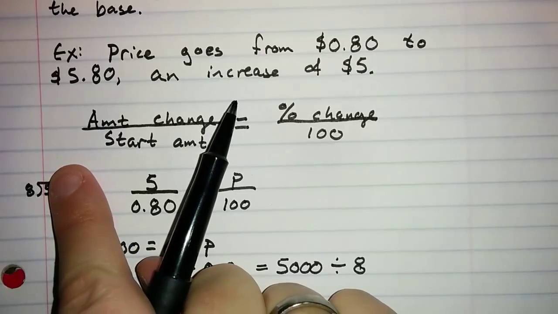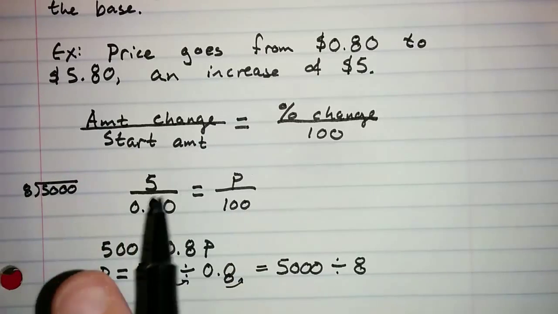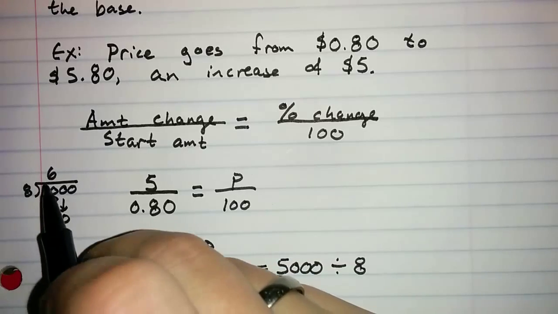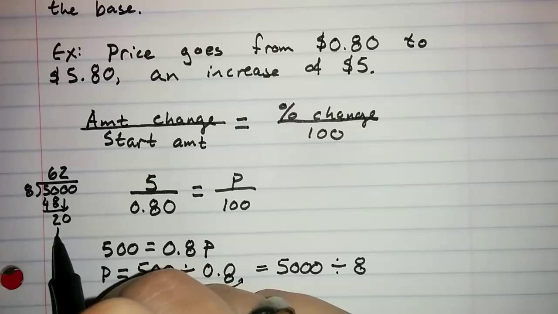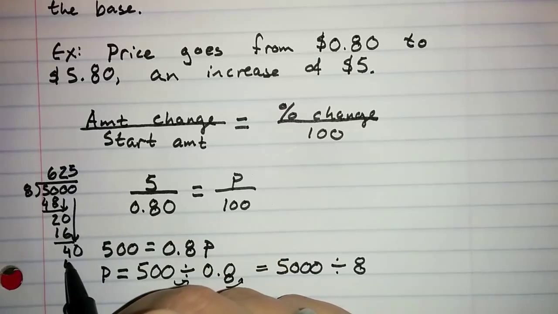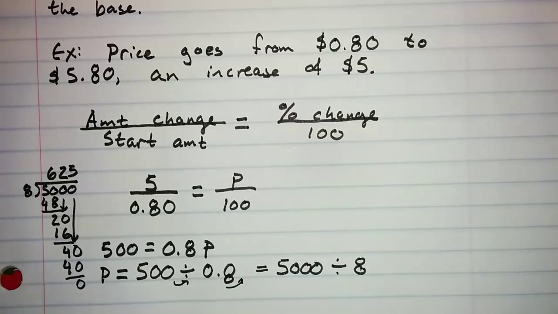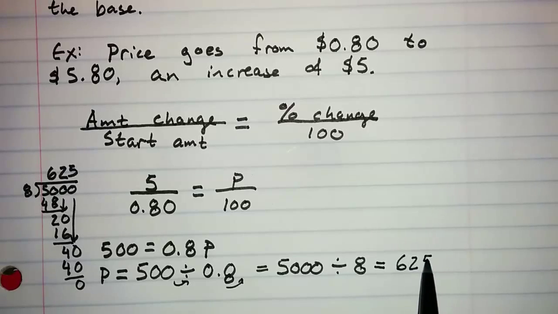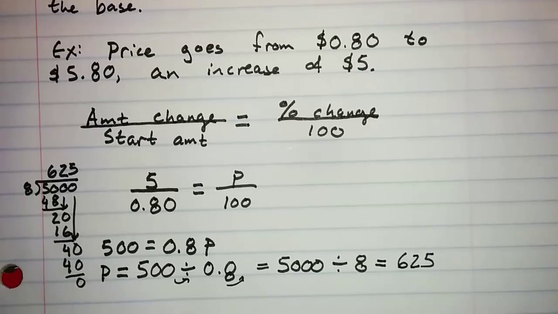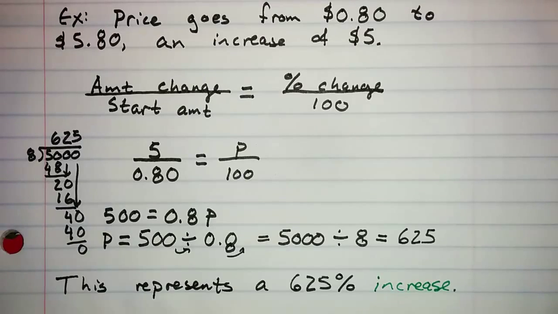Let's do that division off to the side. 8 goes into 5, not at all. It goes into 56 times. 8 goes into 20 twice. It goes into 40 5 times with nothing left. So this comes out to exactly 625. So this represents a 625% increase.